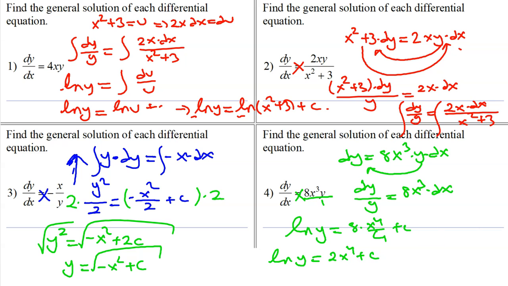Alright, so we need to get rid of this natural log. The only way to do it is to exponentiate both sides. So when I exponentiate both sides, what I'm going to get is y equals e to the power of 2x to the 4th times e to the power of lowercase c. So my final general solution will be y equals capital letter C times e to the power of 2x to the 4th. This is my general solution for number 4.